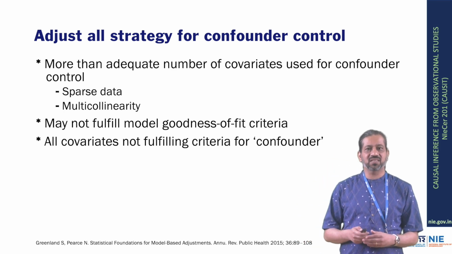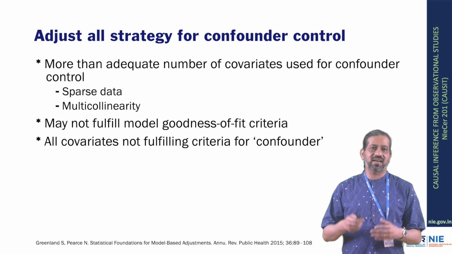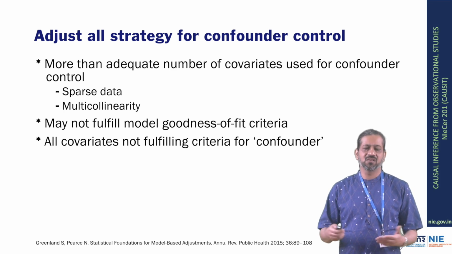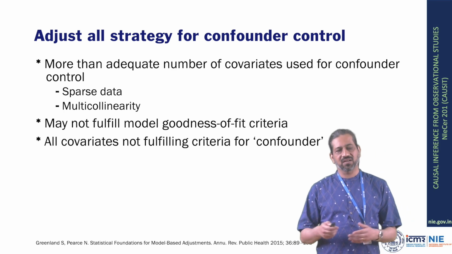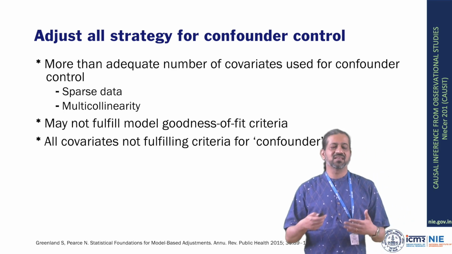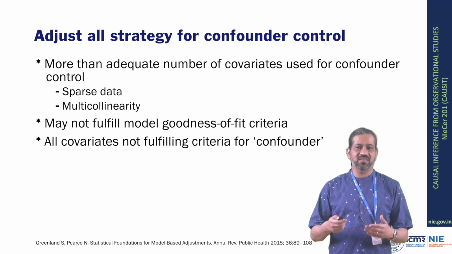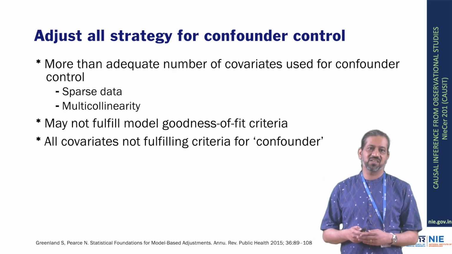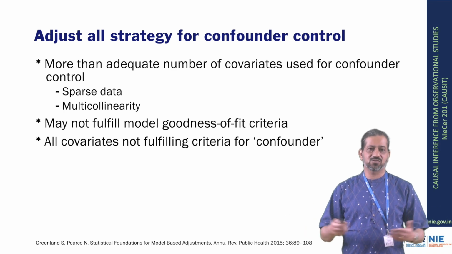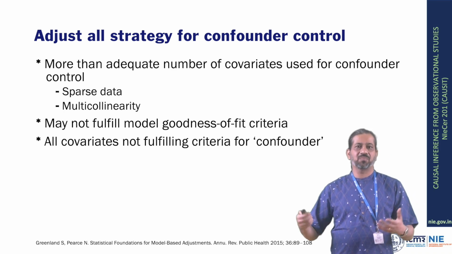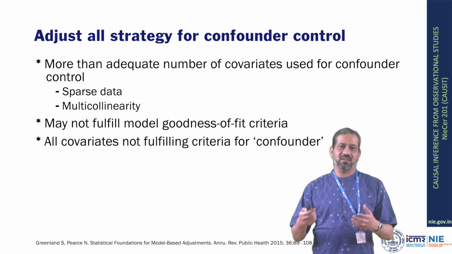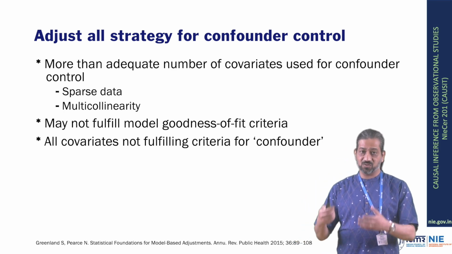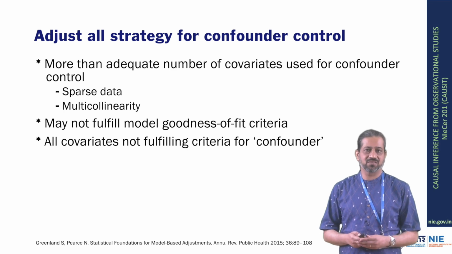It is possible that the set of covariates that are identified through this strategy may be more than adequate for controlling confounding in our study. And hence, that can lead to a problem in subsequent analysis in terms of a problem with sparse data, because now you have too many covariates to adjust for, and hence the power to estimate an effect between your exposure and the outcome is reduced.